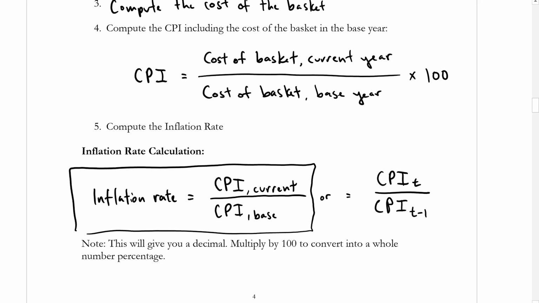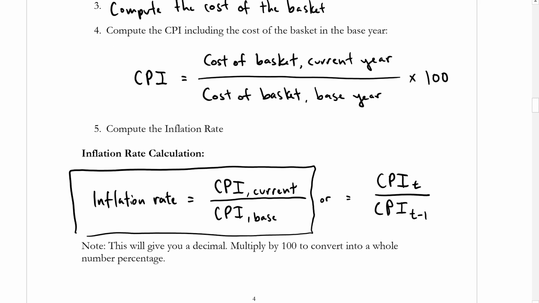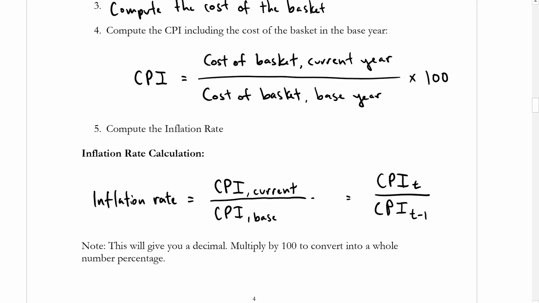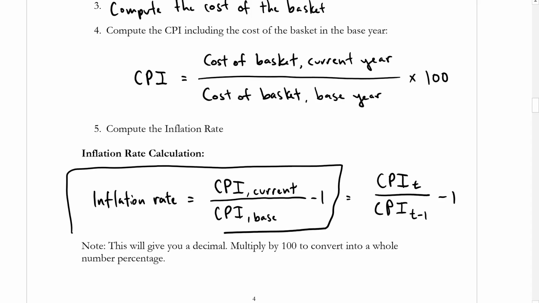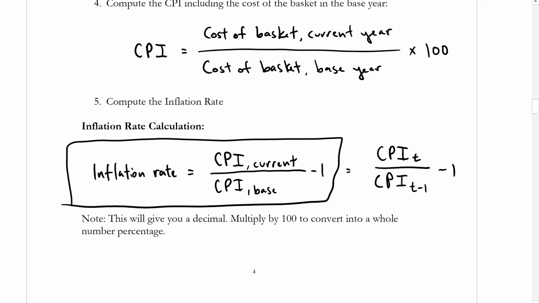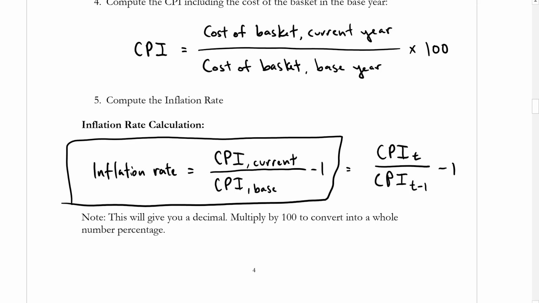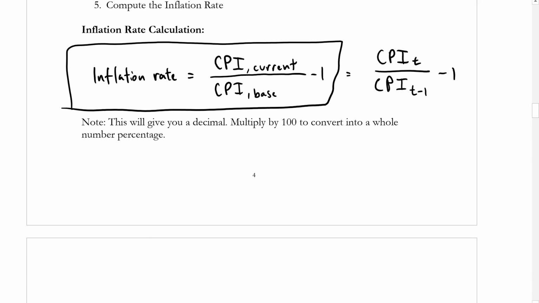Again, you have to subtract 1 in order to be a percent change. So this will give you the inflation rate, and it'll be a decimal point. Again, if you want it to be a whole number percentage, you can just multiply it by 100. We're going to do an example to give you a little bit of practice with that.